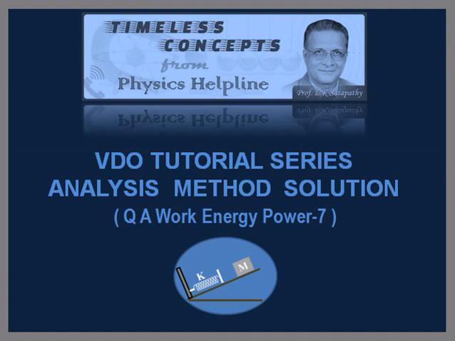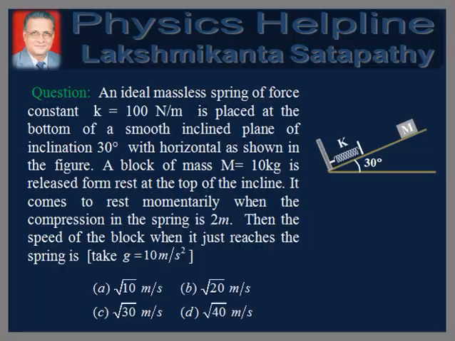In this video tutorial, we will discuss a multiple choice question with only one correct option on work done in compressing a spring. The question is as follows. An ideal massless spring of force constant k equal to 100 newtons per meter is placed at the bottom of a smooth inclined plane of inclination 30 degrees with horizontal as shown in the figure.